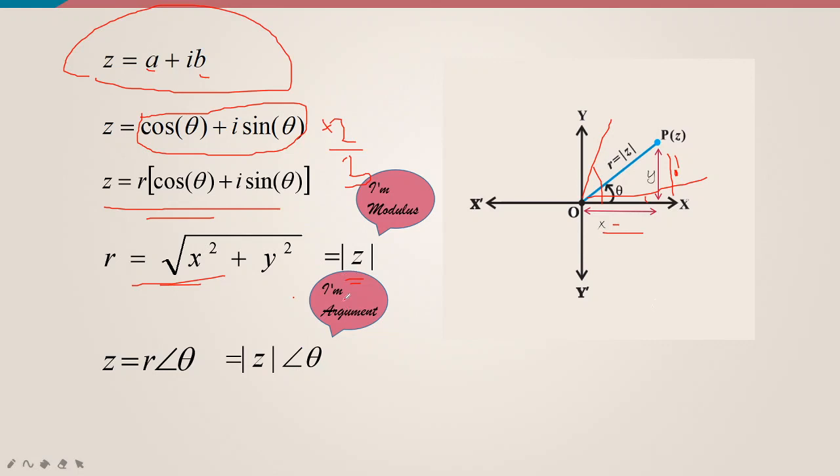Now this form of representation, a plus ib, is called the rectangular form of representation, and this r theta form, r angle theta, is called the polar form of representation. You will understand that when you go through the textbook.